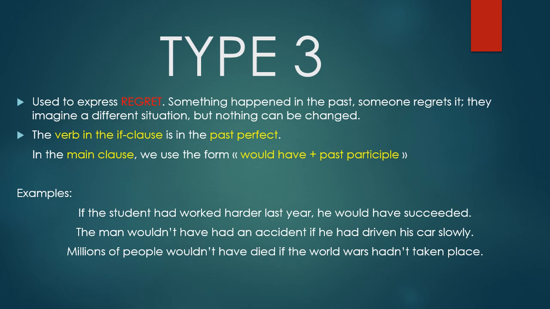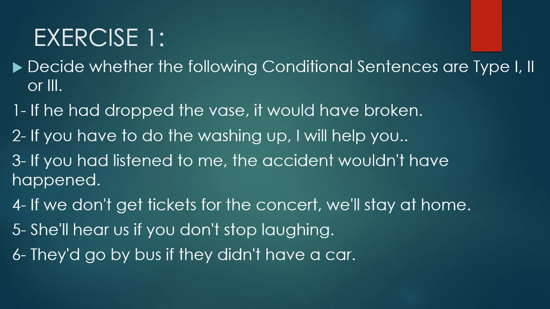The man wouldn't have had an accident if he had driven his car slowly. Again, just regret. Millions of people wouldn't have died if the world wars hadn't taken place. Again, the important point is we use conditional type 3 just to express regret. So past perfect for the if clause, would have plus past participle for the main clause. So we have two exercises we can work on.